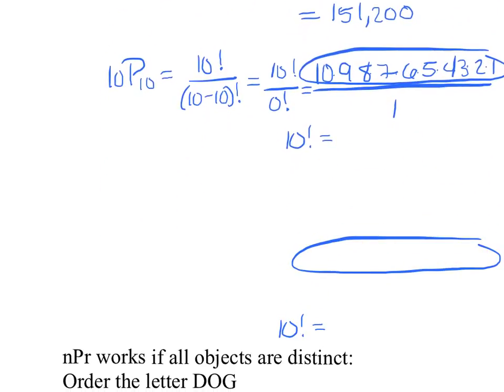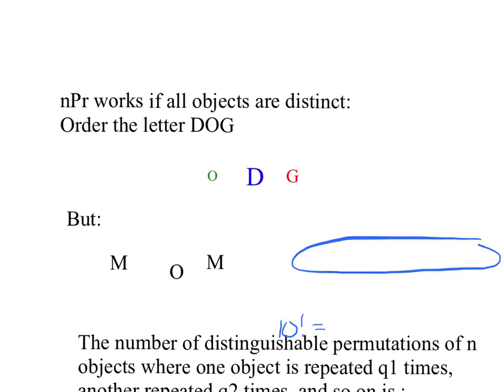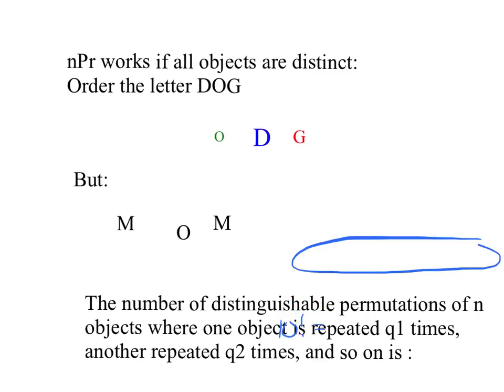All right. I missed the bottom here. Okay, so here's something really important. NPR works for all objects that are distinct. The word distinct, if you don't know what that means, means that they're different. So if I look here at the letters for dog, I have D, O, and G. I have 3 different letters.